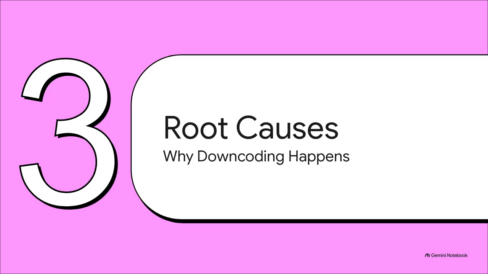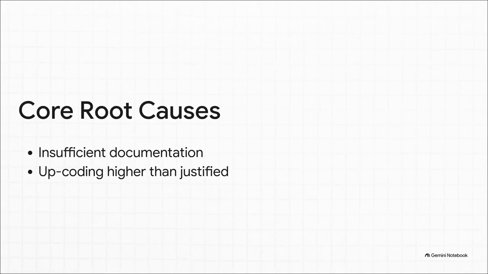Which brings us to Section 3, the pathology. Let's look at the root causes of downcoding. Based on the source material, there are 5 main culprits here. Number 1 is insufficient documentation.